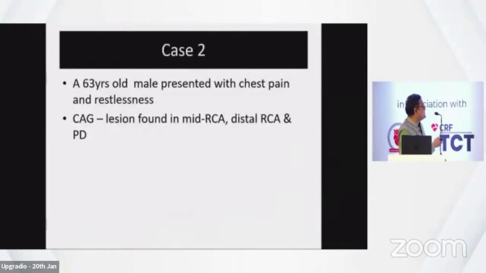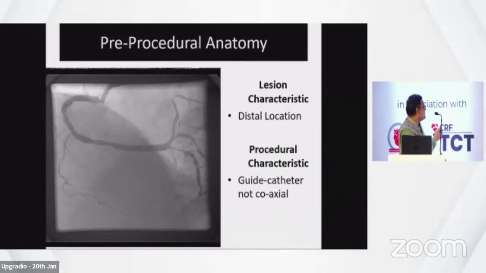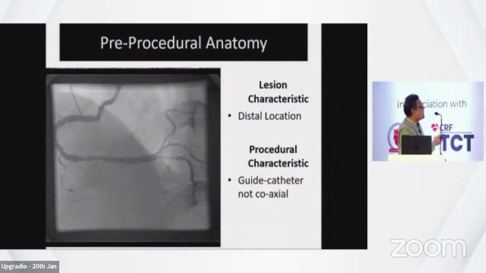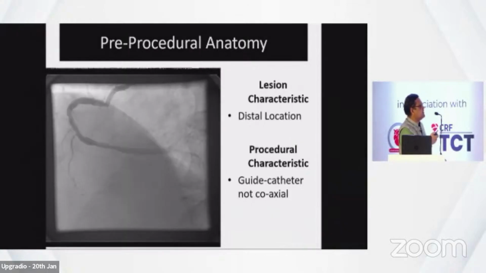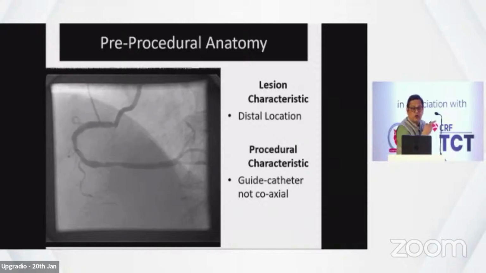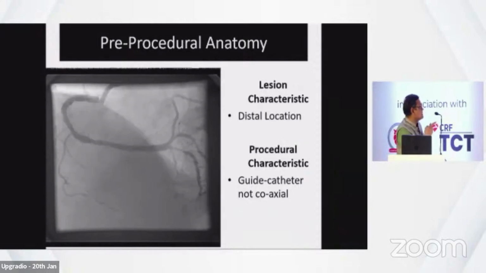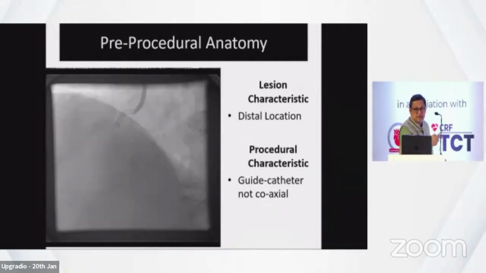I'll show another case, a 63-year-old male, lesion found in mid RCA and distal RCA also, PD, and you can see there is a slight lesion here and in the distal RCA also. Now the problem is the distal location, and also you see the guide is not coaxial. We are looking for good guide support. Here the guide is not coaxial. So this is, I think, an important problem that you can notice.